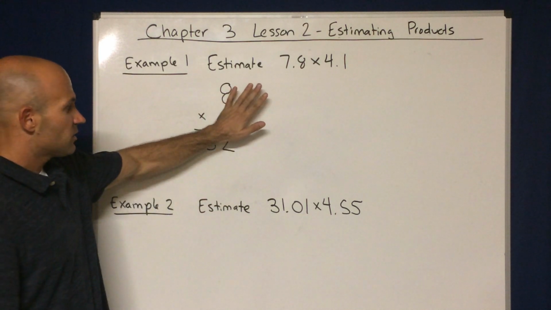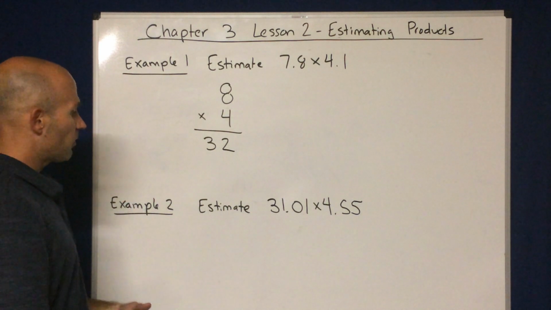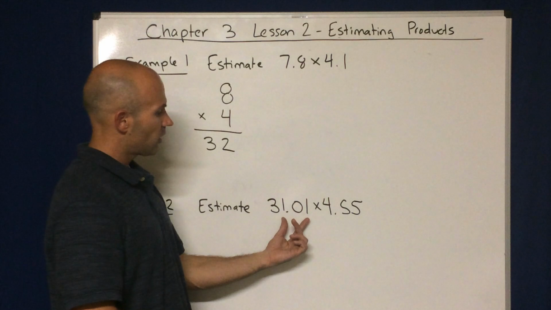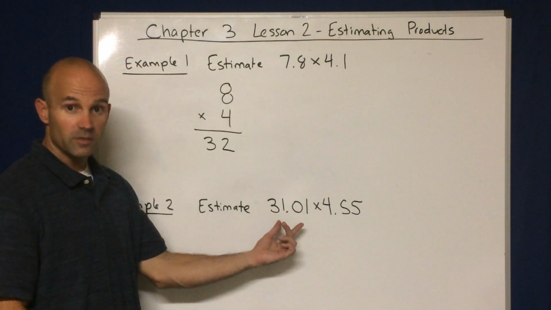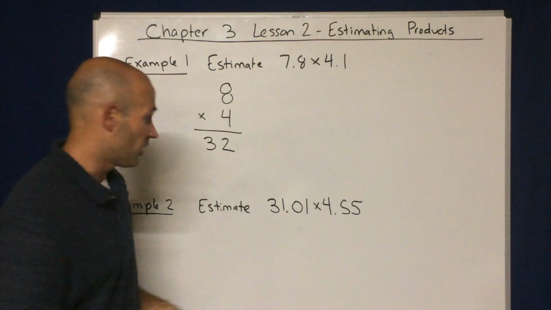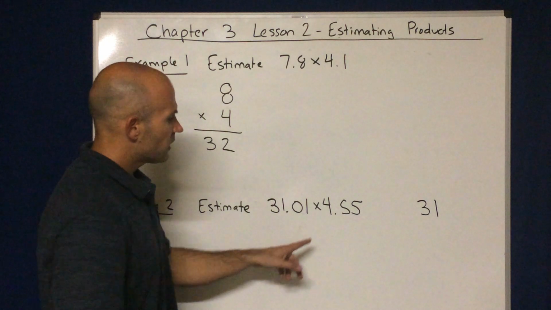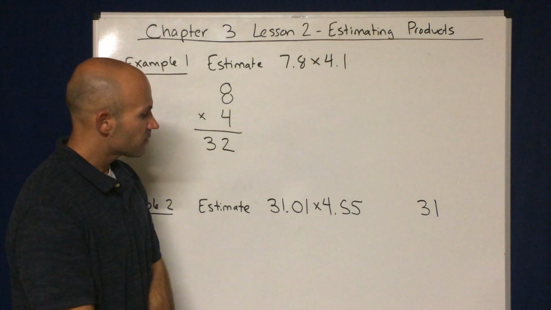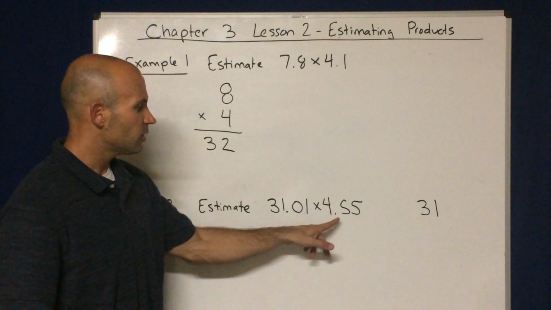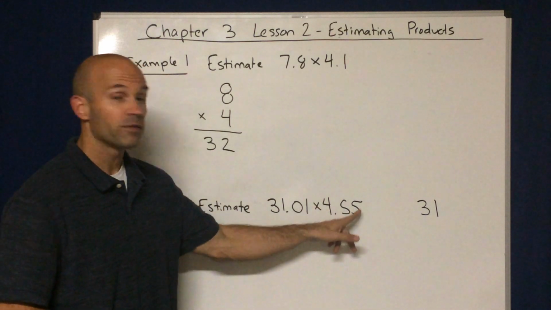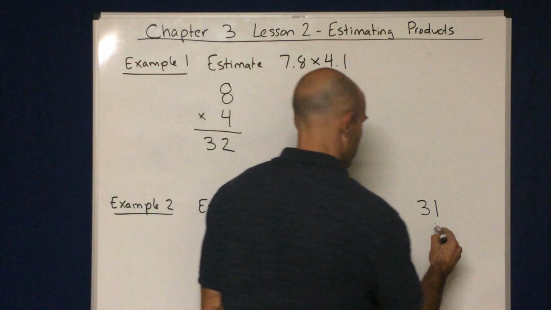I'm going to come back to this in just a moment, but let's also do example 2 here. Similar kind of problem. Estimate 31.01 times 4.55. When I look at 31.01, that number is very close to 31. And 4.55 is in between 4 and 5, but a little closer to 5 because of the 0.55. So I'm going to round 4.55 to the whole number 5.